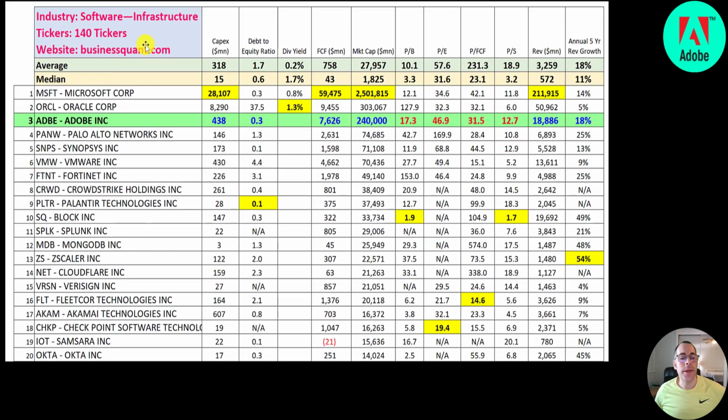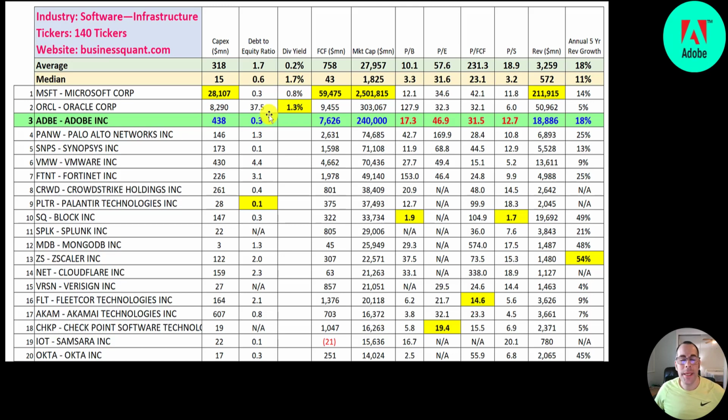There are 140 companies in the same industry as Adobe, and if they have a number in red, they're worse than the median. If they have a number in blue, they're better. They don't spend much in CapEx because they're mainly software. A company like Microsoft has a lot of hardware, computers. They also have software as well. Software companies don't need to spend much in CapEx since they're not manufacturing.